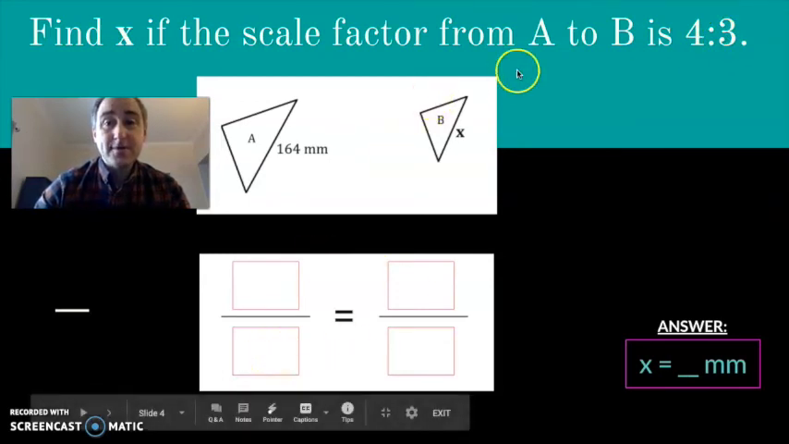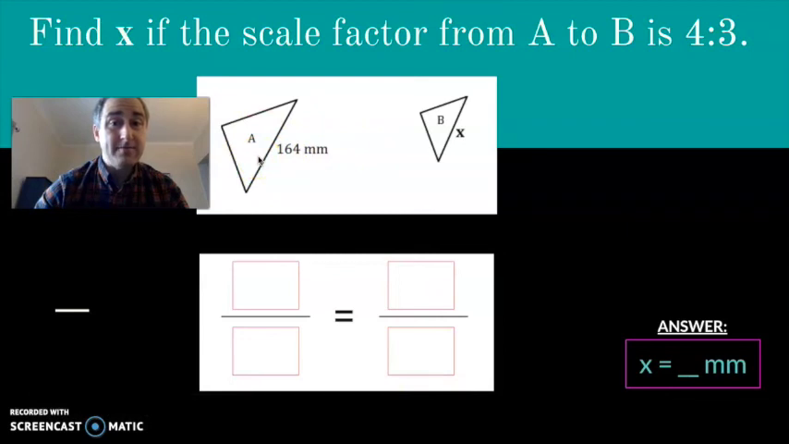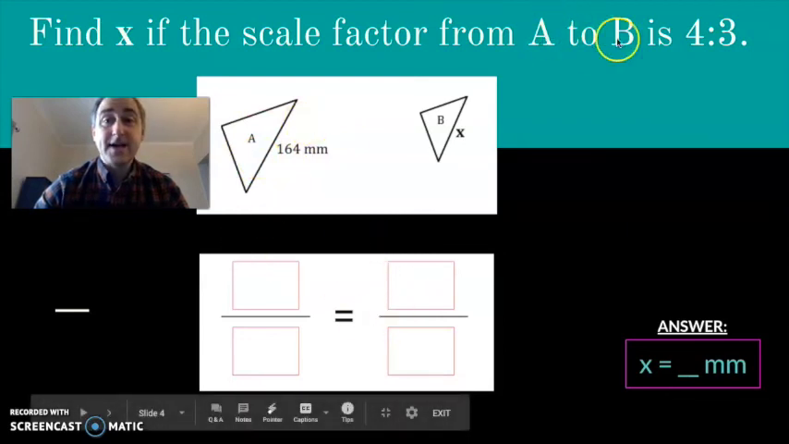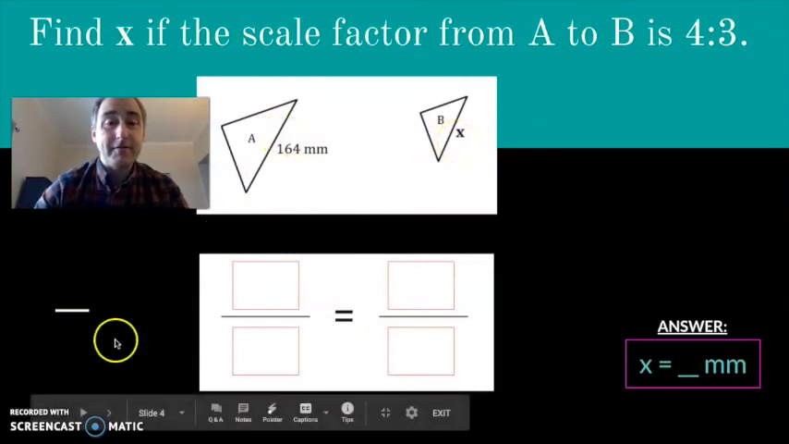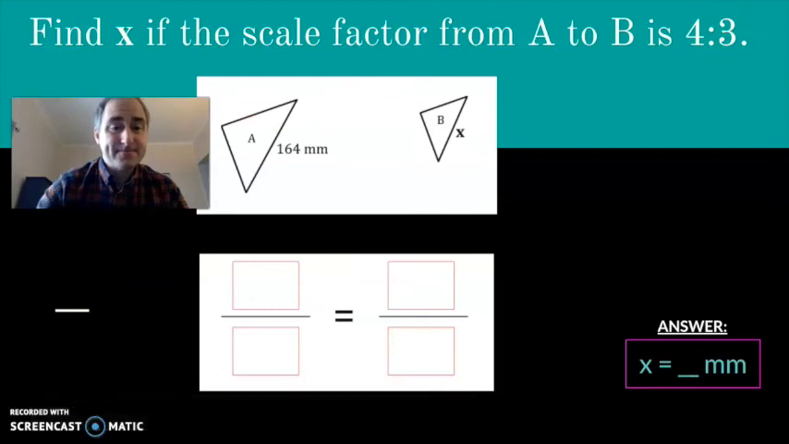We also need to notice this. This is A to B. So on this side, we are going to line up the A triangle side. A triangle is 164. B is x. Sometimes you will see that x will appear on the A triangle. So sometimes if it says A to B, x will be on top if x is over here and the number is over there. We're still going to cross multiply and divide. We're just given a ratio this time instead of the sides of a shape. Any questions?